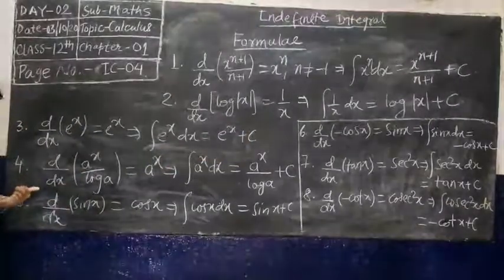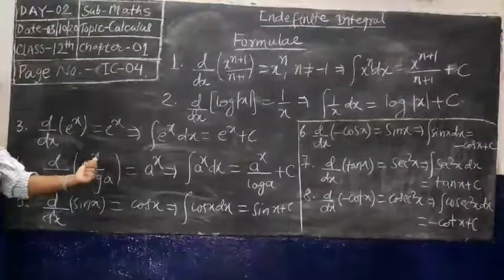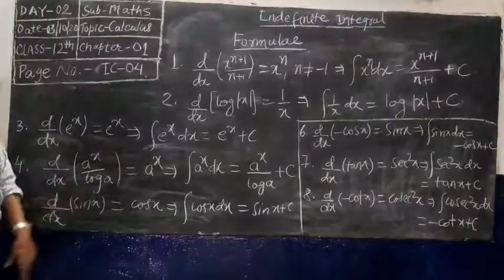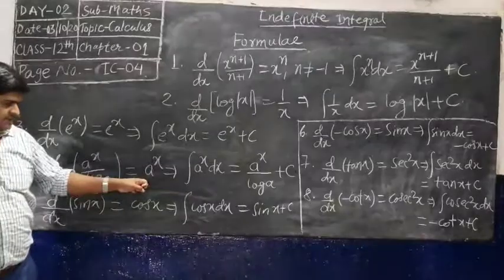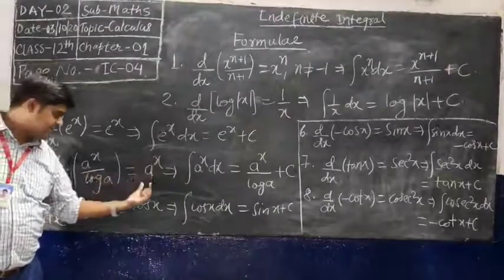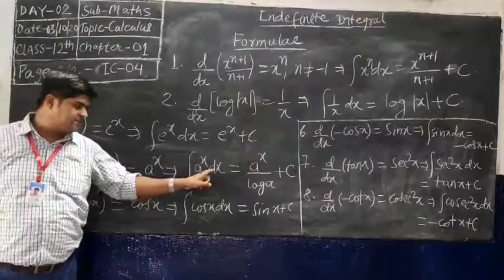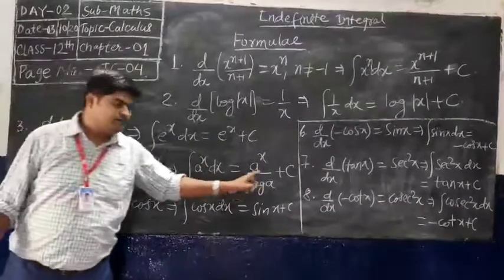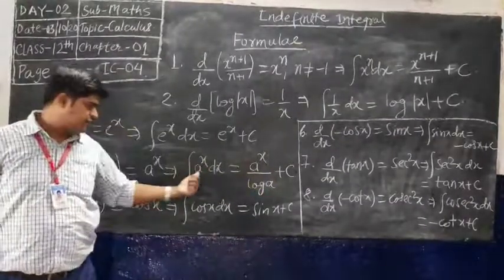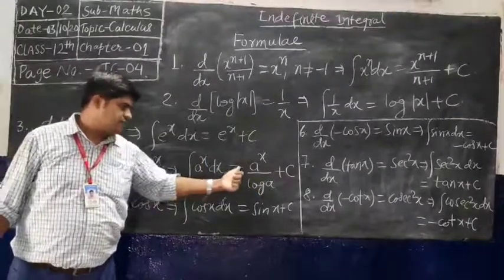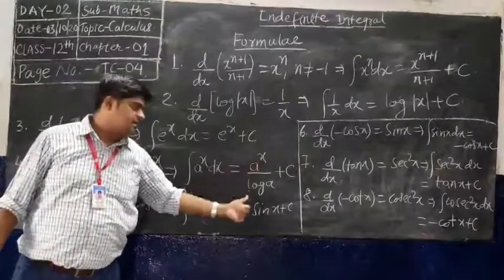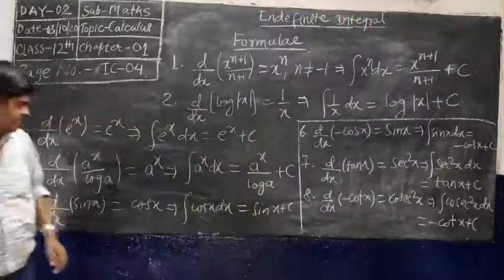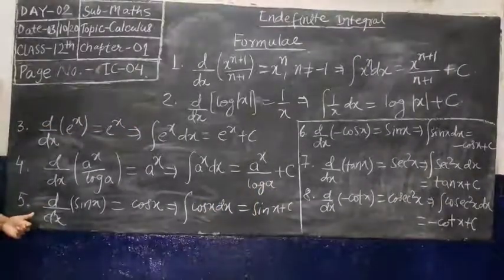Now formula number 4. The derivative of a to the power x by log a is equal to a to the power x. That means you can say that the integration of a to the power x dx is equal to a to the power x by log a plus c. Okay. Formula number 5.